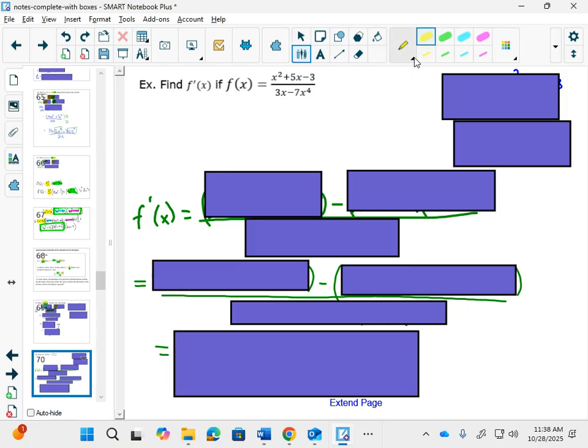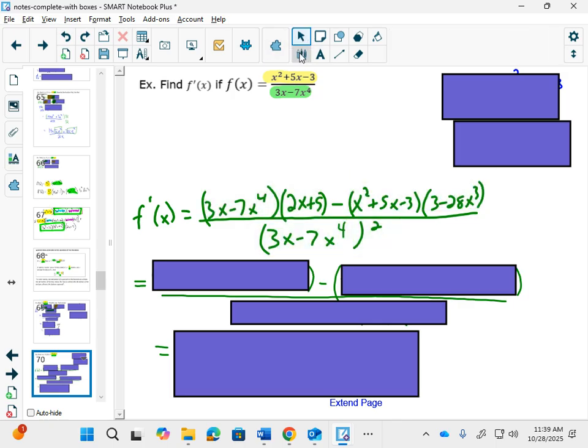Okay, take out my highlighter. I have my function on the top. I have my function on the bottom. Quotient rule says keep the bottom the same. So first thing I do is I just rewrite the bottom. Keep the bottom the same.